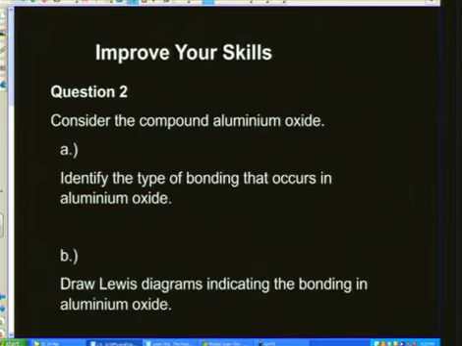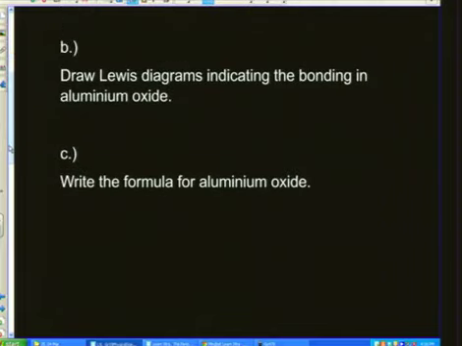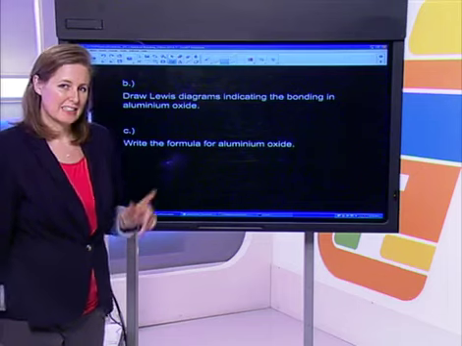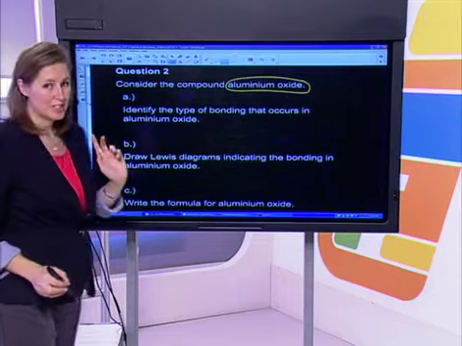Question 2. Consider the compound aluminium oxide. So they've given us the name. They haven't given us the formula. And what do you know? Down the page, they're going to ask us to write a formula. But let's not stress. What we're going to do is go and work it out.